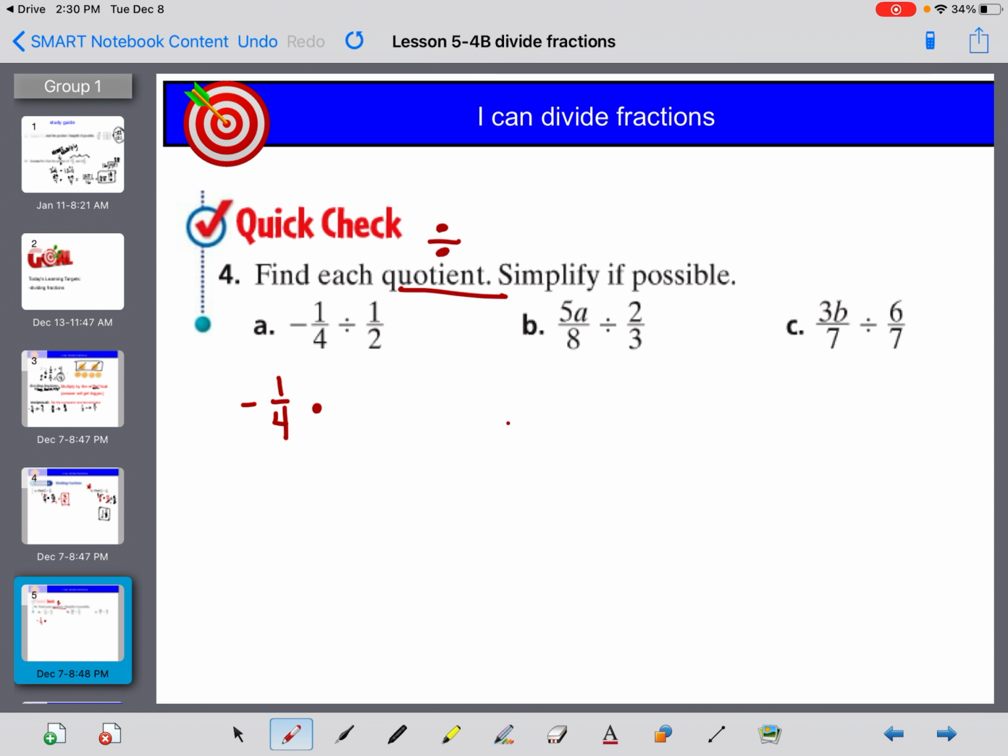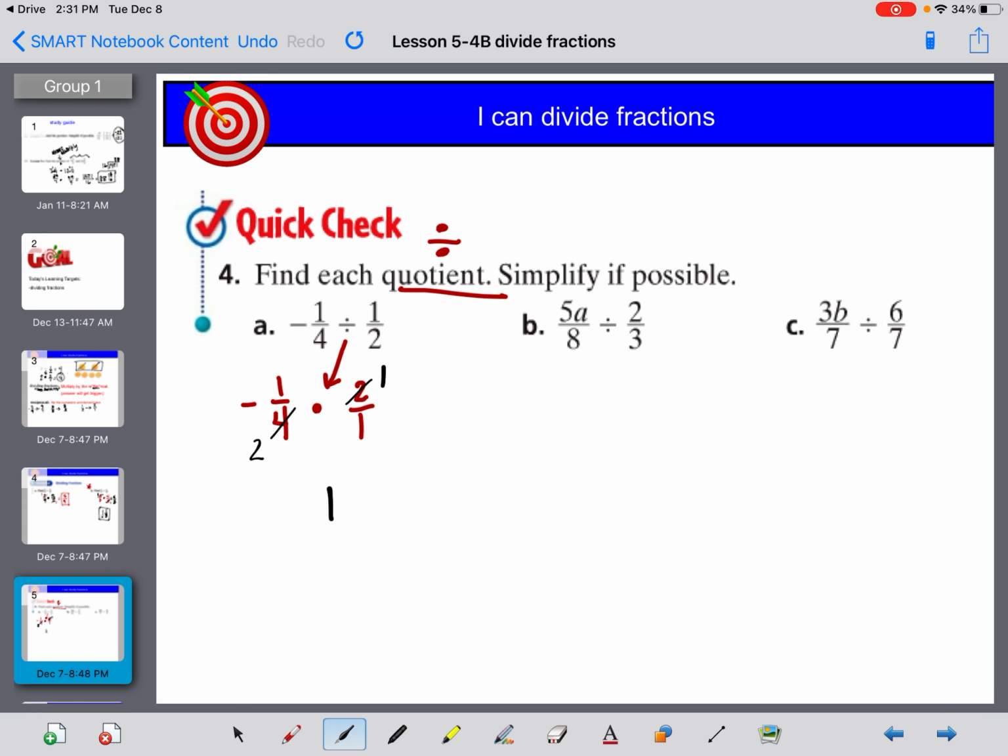For the first one, you're going to multiply by the reciprocal. You change this, you switch division to multiplication and flip the second fraction. Leave the first fraction as it is. When we multiply fractions, we can reduce by dividing any common factors.